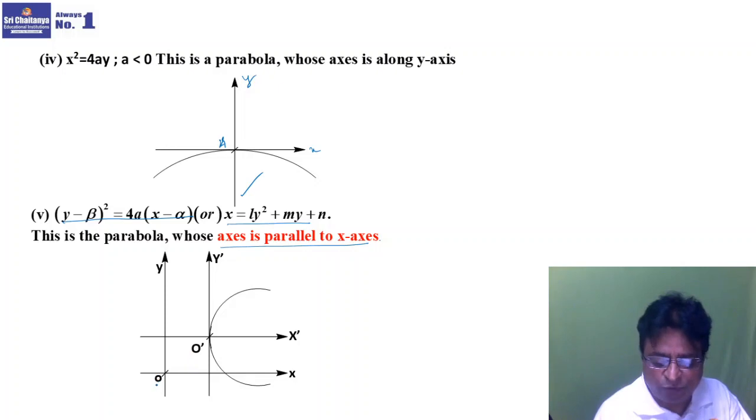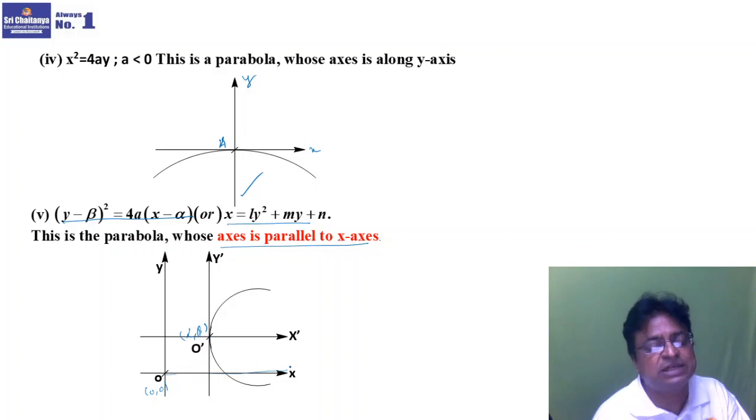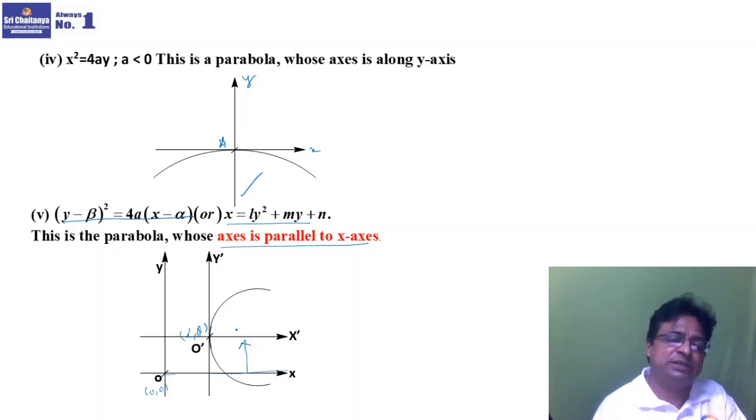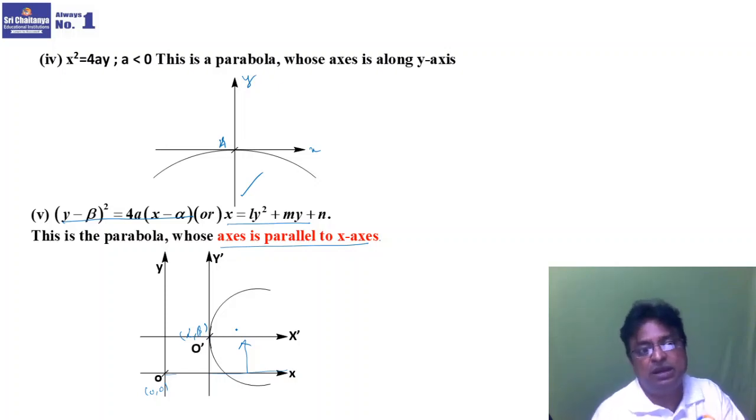So this is my old original, and this is my new origin. So which point have I shifted to? Parallel shifting. Previously my x-axis acted as what? The axis of the parabola. Now the line which is parallel to the x-axis acts as the axis of this parabola. And any expression in the form of ly square plus my plus n, subject to x, represents what? A parabola whose axis is parallel to the x-axis.